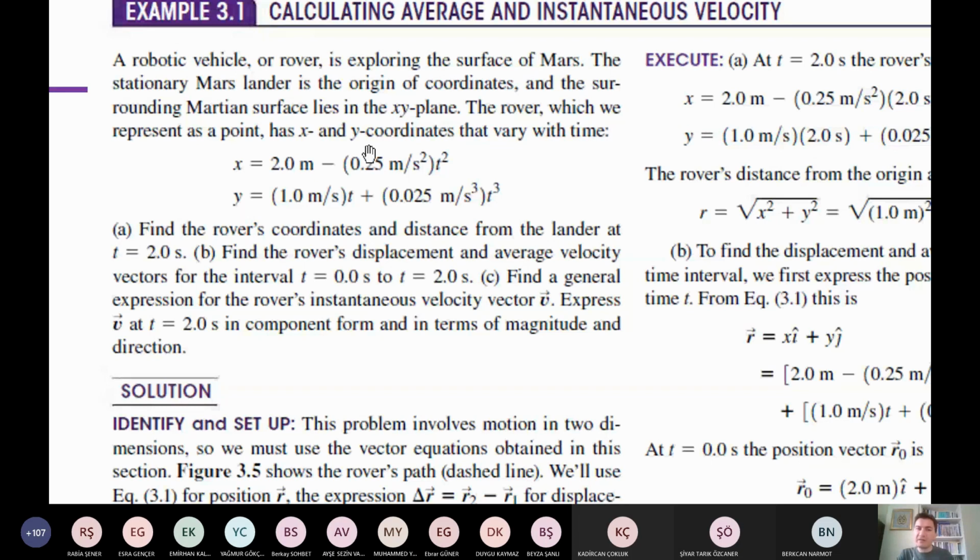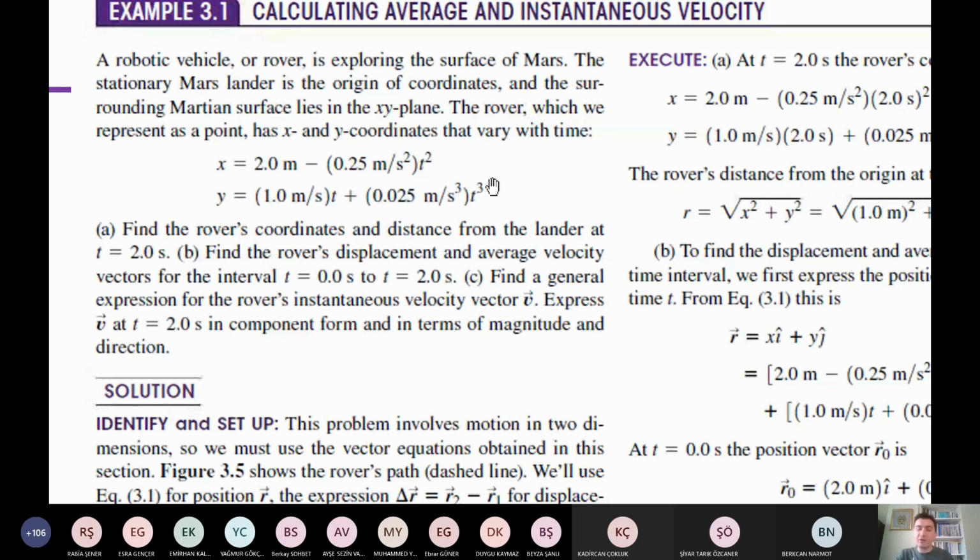So let me check the units. This is meter, position must be meter, right? On the right side, we have meter per square second, but here we have second squared again, and this second squared cancels that one, and the unit is again meter. And here, look at this one, meter per second. Here we have another second, and the unit of this term will be meter. And on the right side, again, we have the unit of meter. Units are very important when you are doing calculations, don't forget.